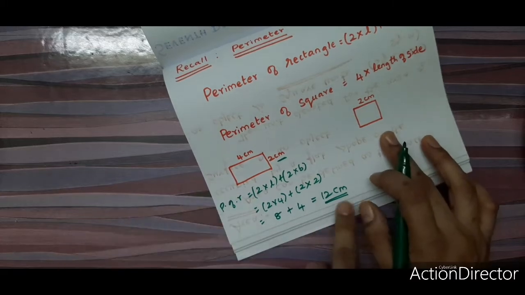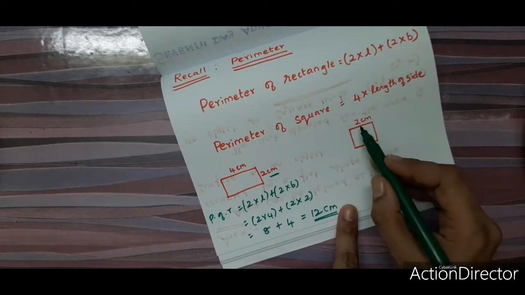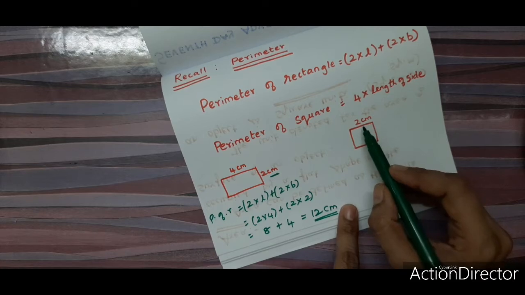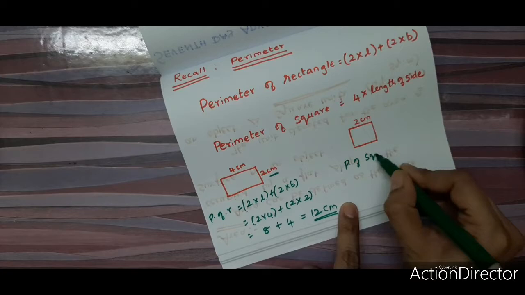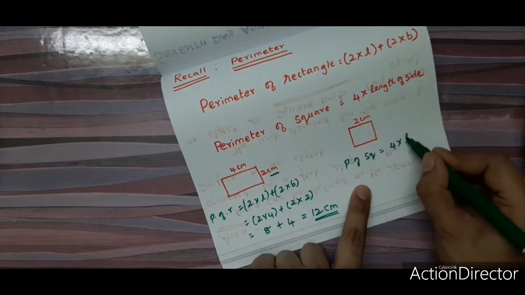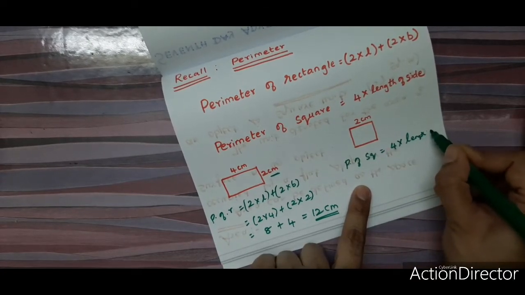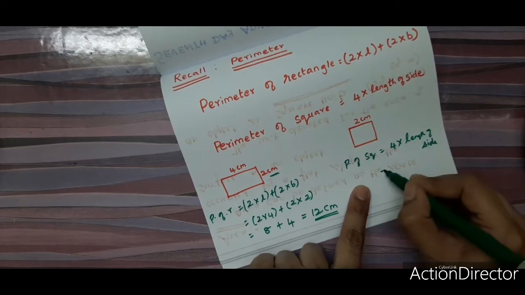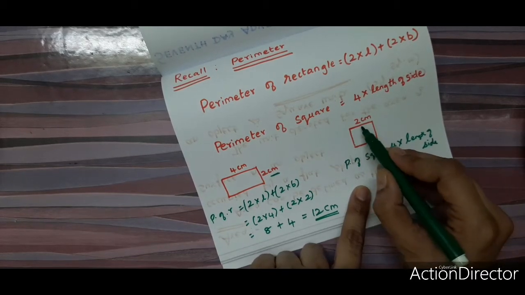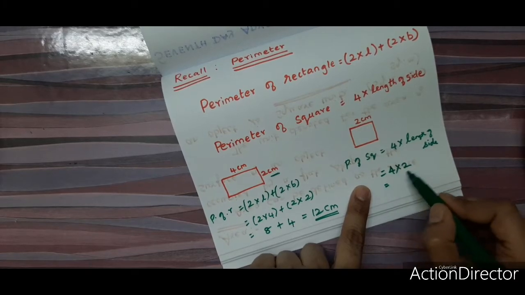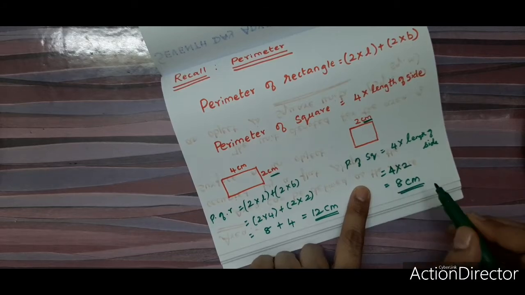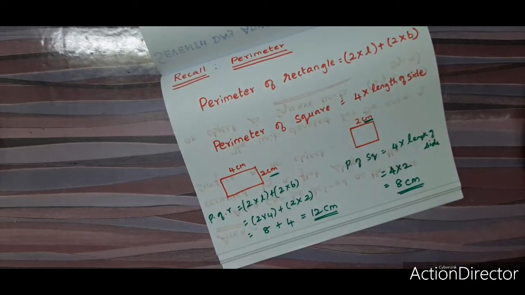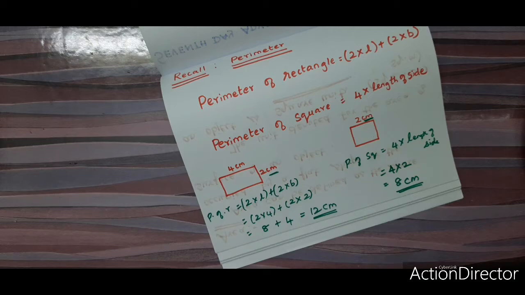Coming to the square, all four sides are equal. One side the measurement is 2 centimeter. The perimeter of square is 4 into length of side. So 4 into length of one side, which is 2 centimeter. 4 2s are 8. It is centimeter, so centimeter. This is the perimeter of this square. This is how you will calculate the perimeter of a rectangle and perimeter of a square using the formula.